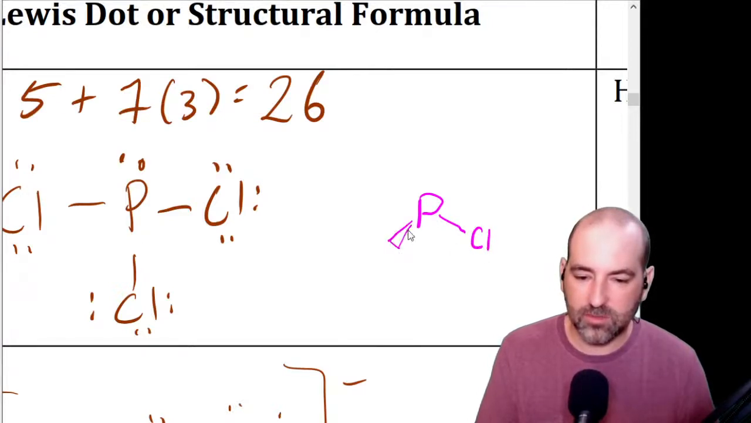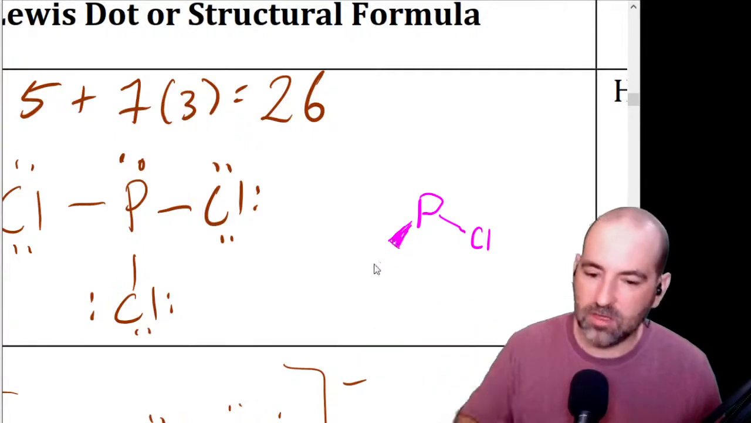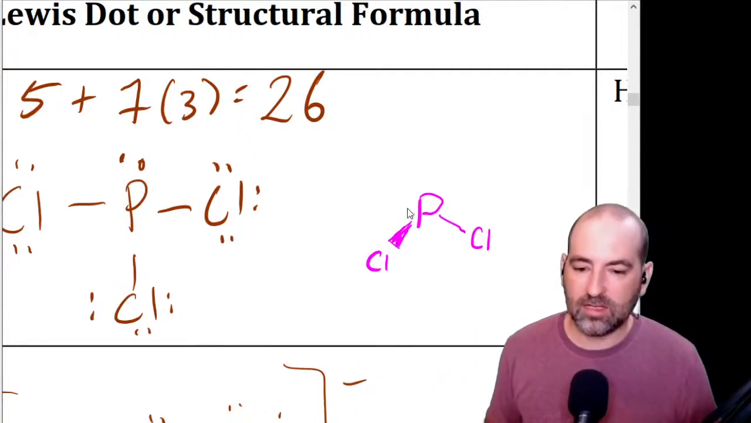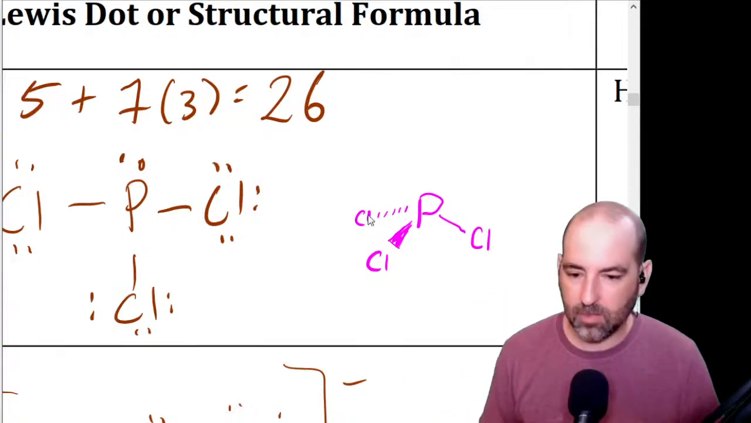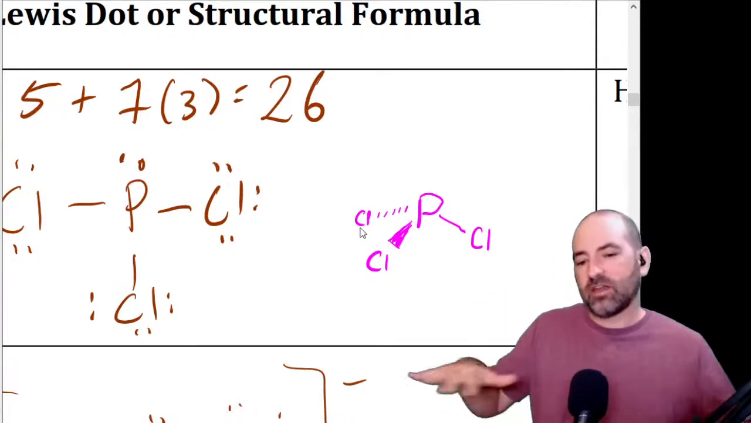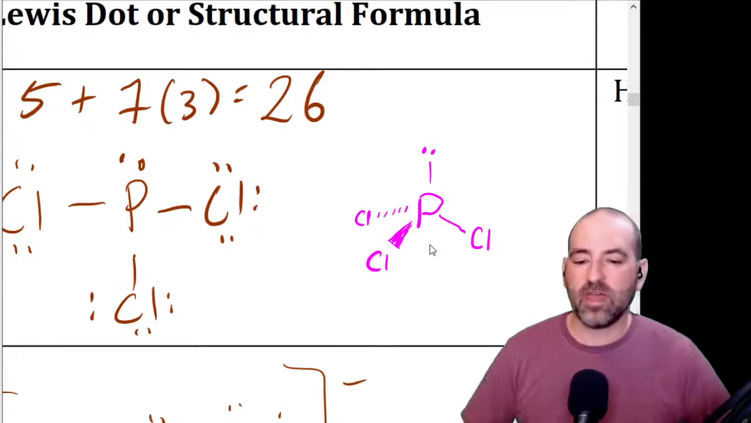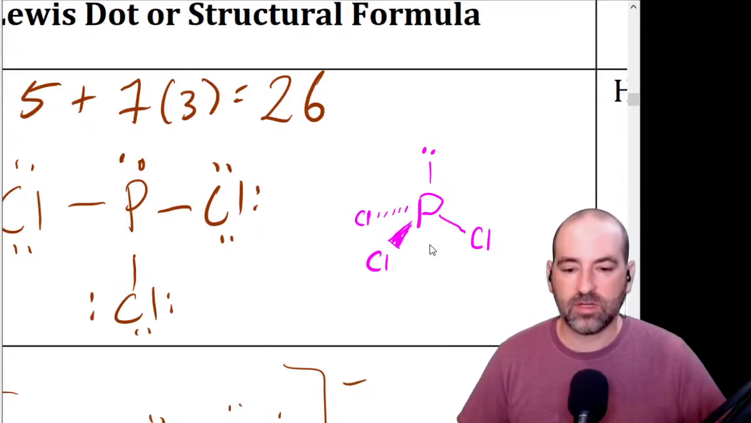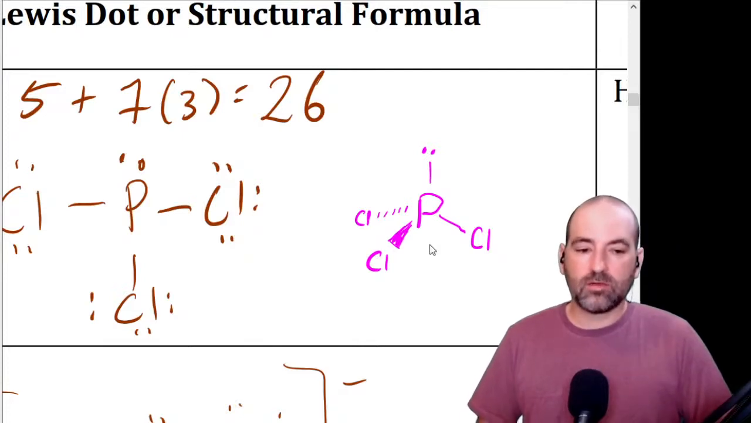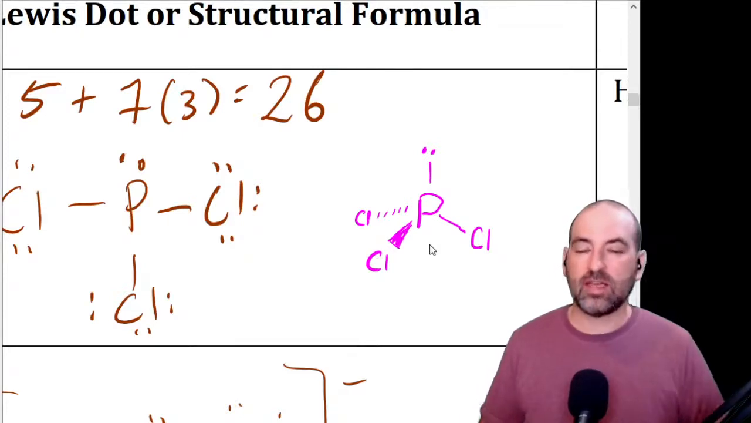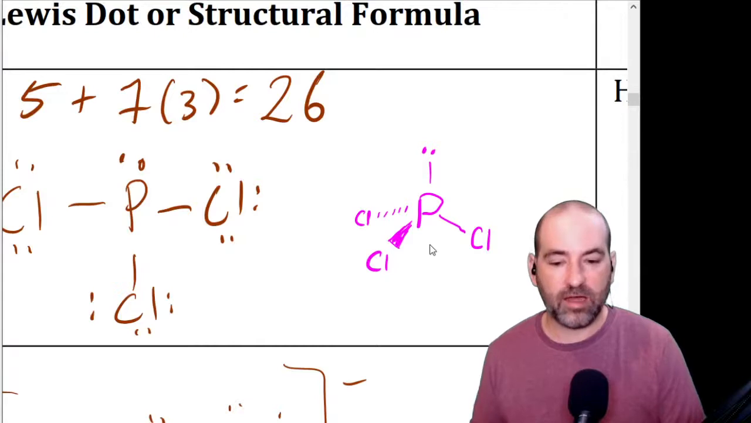Sometimes the symbols we use is a wedge shape to show that it's coming out at you, and then a dash shape to show that it's kind of going back behind that way. So you have this kind of pyramid shape. And then the lone pair, or the non-bonding electrons, kind of take up the extra space on top. That's our tetrahedral shape.